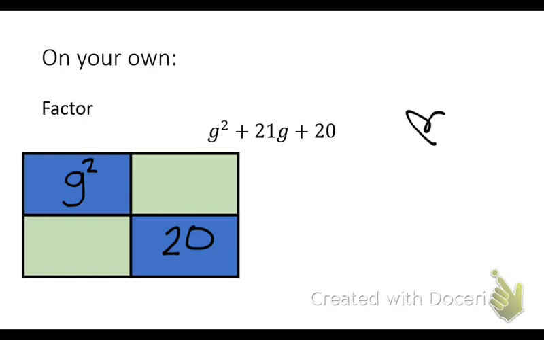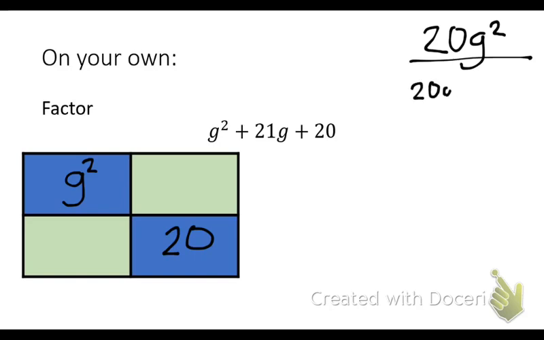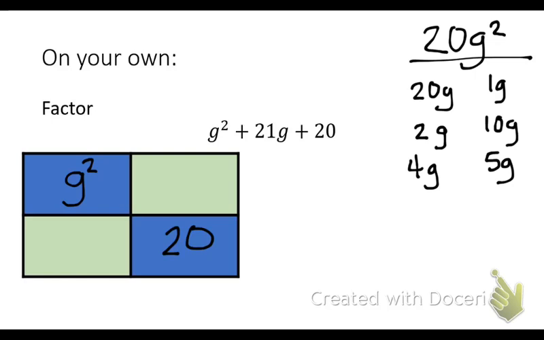So, first thing I'm going to do is we're going to multiply those two pieces together. So that's going to give me 20g squared. So by putting the g's in the boxes earlier, that just gave me a shortcut. But what I'm really doing is I would have, for example, 20g times 1g. And then, let's see, what else? We have 2g times 10g. 3 doesn't go into 20. 4 does, because it's 4 times 5. And that'll be all of my factors of 20.